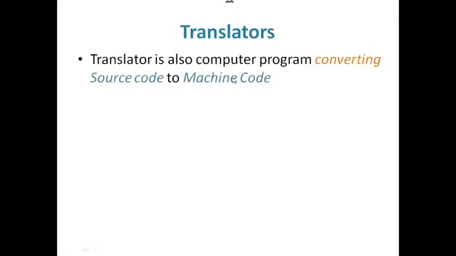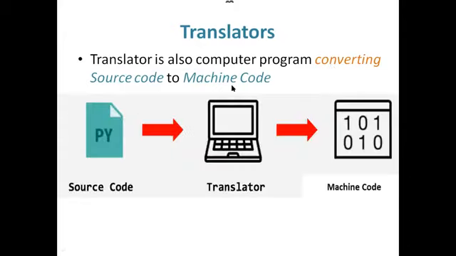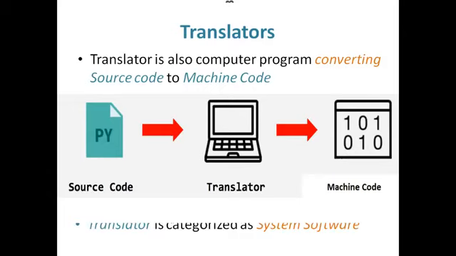So a translator is also a computer program, and this converts the source code into the machine code. This is the source code which is written in assembly language or in the high-level language, and the translator is the computer program that will convert this into the machine code so that the computer can understand the source code. And the translators are computer programs or software, and they are categorized as system software.